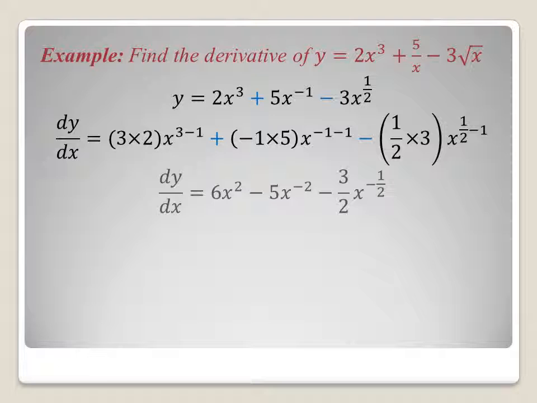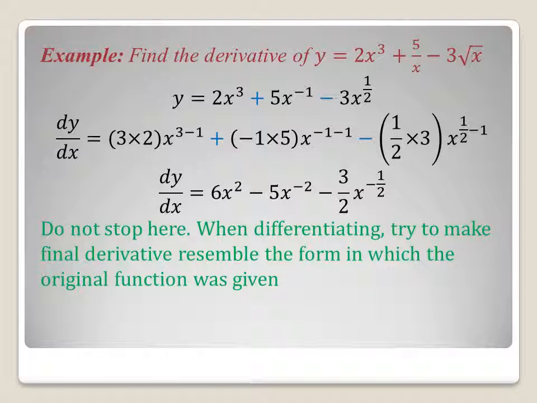The derivative simplifies to 6x squared minus 5x raised to the power of minus 2 minus 3 over 2x raised to the power of minus 1 over 2. Do not stop here. When differentiating, it is an unwritten rule to try to make the final derivative resemble the form in which the original function was given. dy/dx is equal to 6x squared minus 5 over x squared minus 3 over 2 root x.